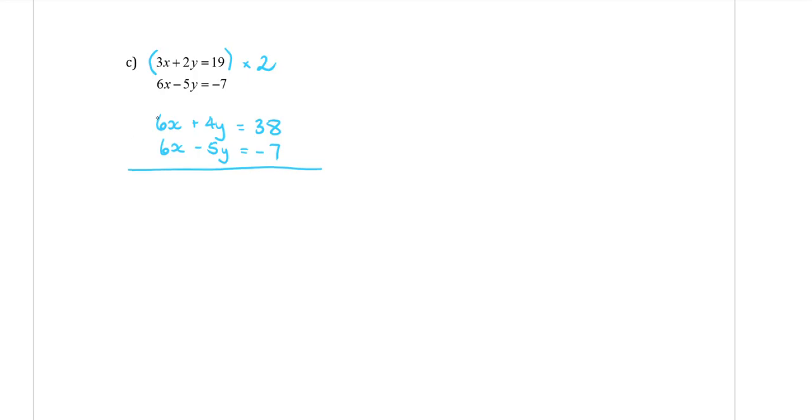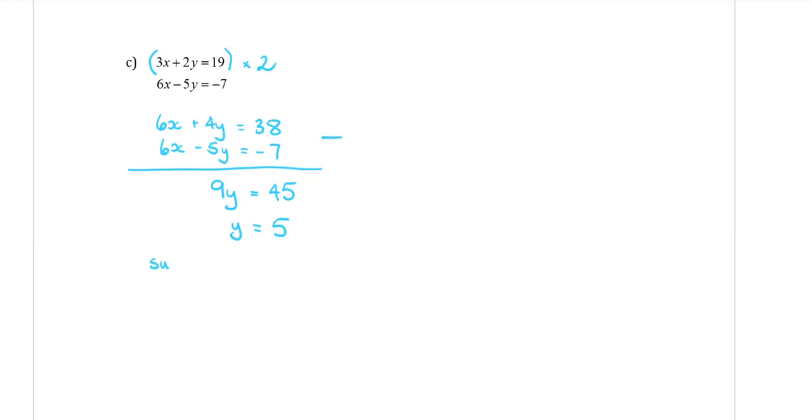Okay, now to eliminate the 6x's that we have here, they're both positive, so I'm going to subtract the equations to make them eliminate. 6x minus 6x is nothing, they cancel. 4y minus 5y makes a positive 9y. 38 minus 7 makes a positive 45. Divide by 9 and we get y is equal to 5.